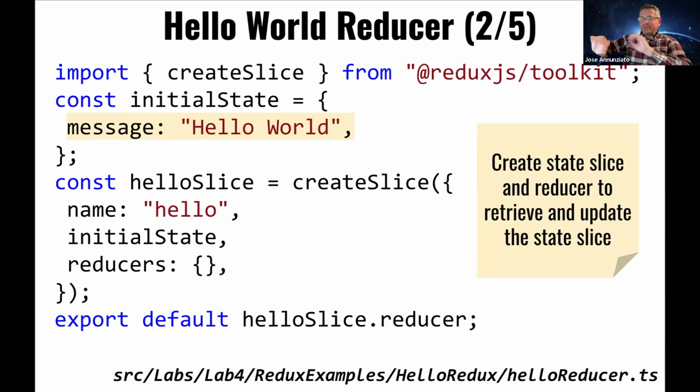So here's the slice, and once we have the slice, we return the reducer. Again, the reducer is the one that has all the functions and is able to compute what the next state is. In this case, the next state is always going to be the same as the initial state because it's hard coded. Reducers are not doing anything with it. They're not modifying it. So it always stays at hello world.